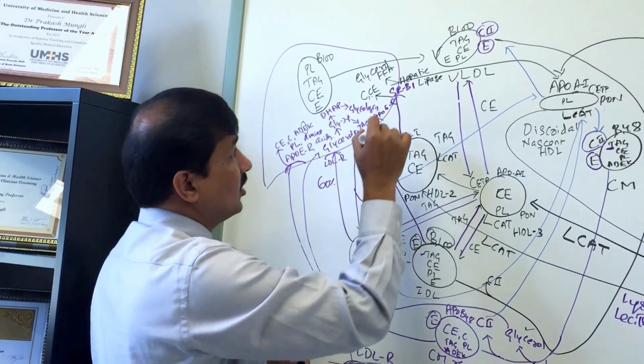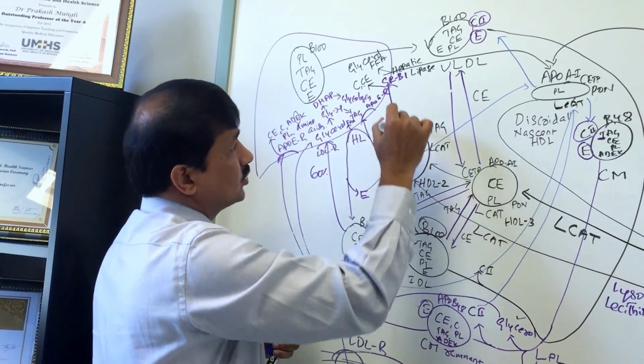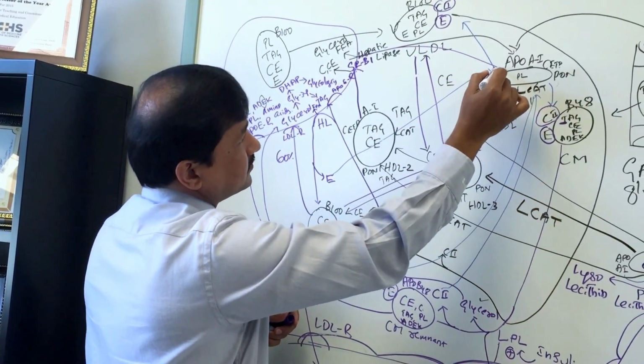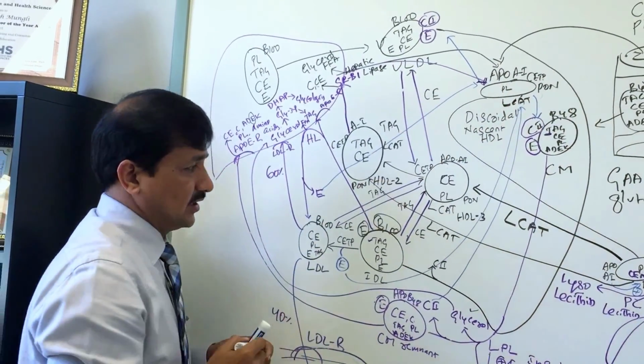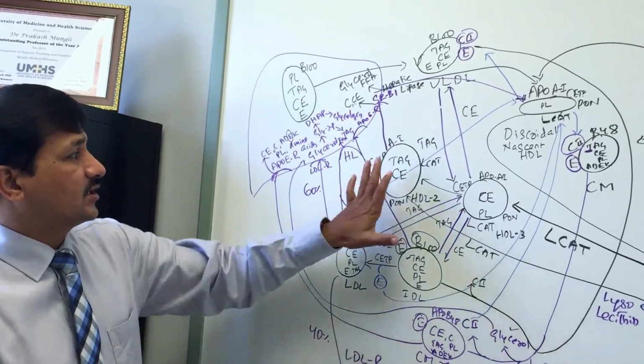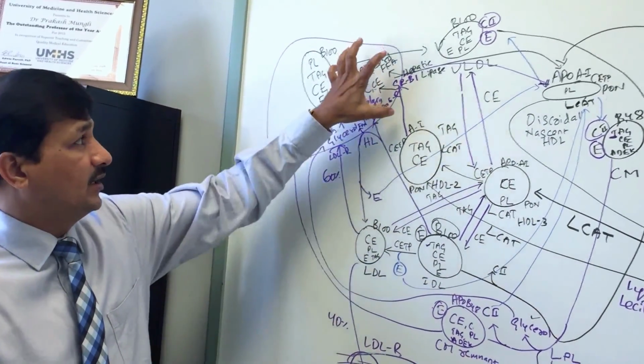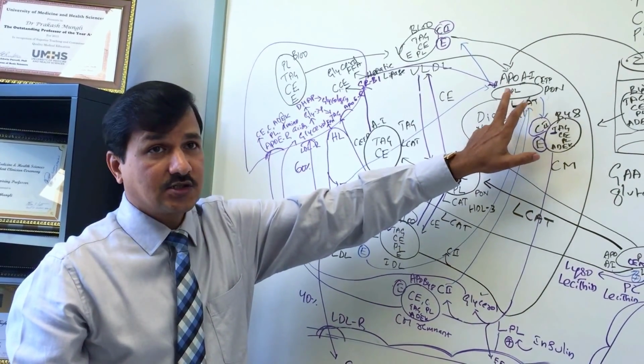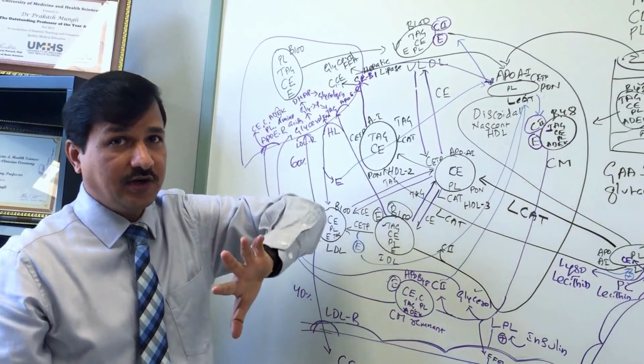So at the end of it all, what happens to your HDL2? HDL2 comes back as nascent discoidal HDL. It means cholesterol, ester and triglycerides are taken by the liver and the rest of the molecule is released, and that is the nascent discoidal HDL molecule. That's one fate of it.